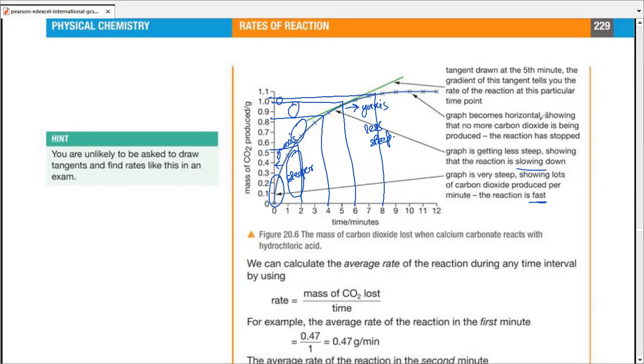The graph becomes almost horizontal, showing no more carbon dioxide is being produced, and the reaction has almost stopped, or the reaction has stopped at a flat line. We also call it a flat graph. There is a tangent drawn at the 5th minute, and the gradient of this tangent tells you that the rate of reaction at this particular time point is almost 0. So flat means nothing is being produced, right?